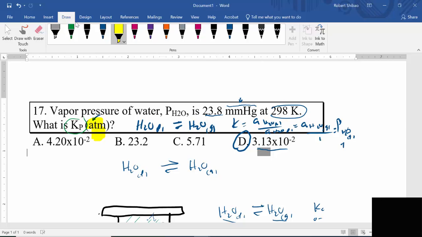If I asked you what is Kp in bar, what would you do? You'd convert from millimeters of mercury to bar. Do you know the conversion? This one was ATM, so you could do it this way. I know it. I don't know if you know it, but you could always ask. It's 101.325 kilopascals per atmosphere, and torr and millimeters of mercury are the same.